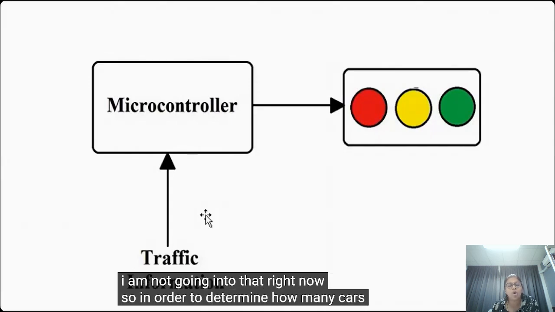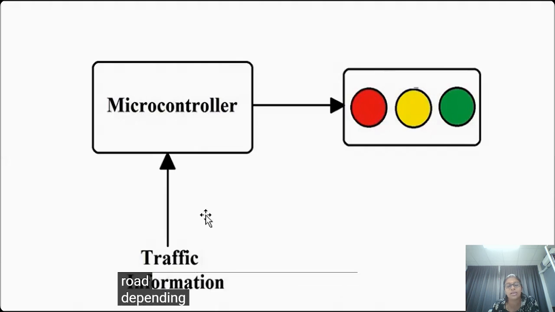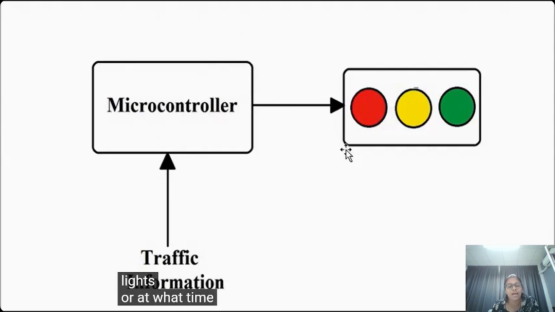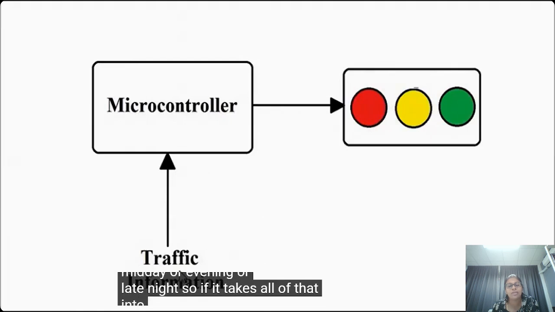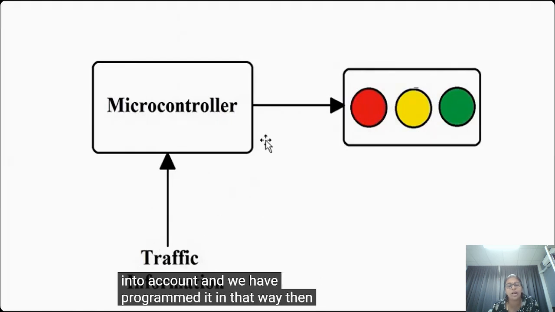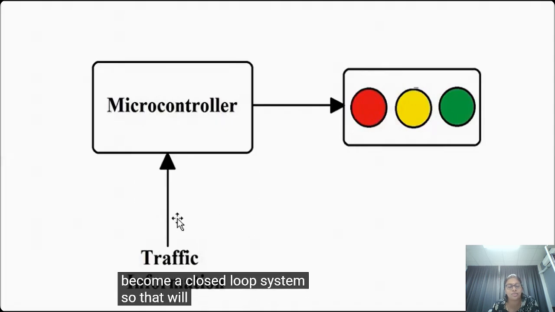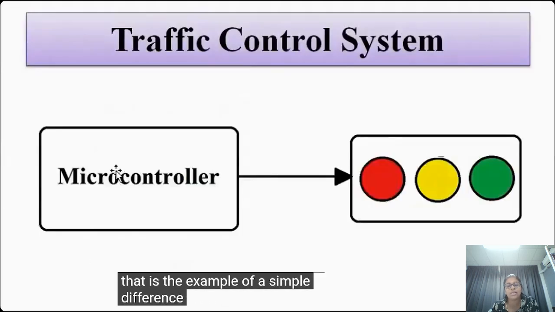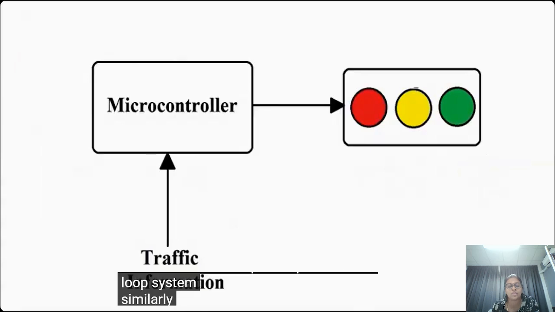So in order to determine how many vehicles are on the road, and depending on that, it will adjust the duration between the changing of lights, and also the time of day, whether it is early morning, midday, evening or late night. If it takes all of that into account and we have programmed it that way, it will become a closed loop system. That will be a little more difficult, it will become costly, and more circuitry will be required. So that is a simple example of the difference between an open loop and a closed loop system.